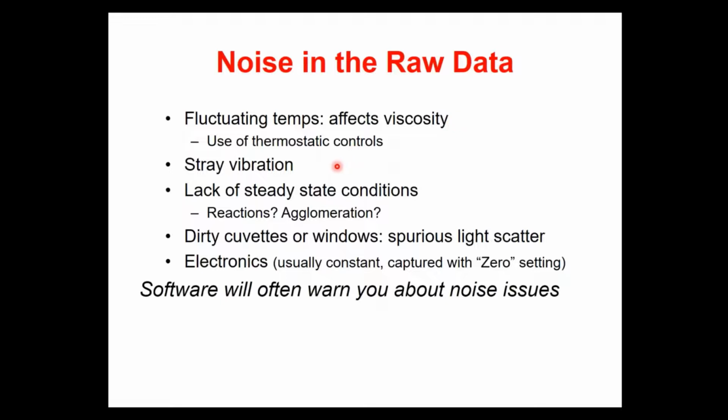Stray vibration is a problem in any method that's going to depend on measuring particle motion. And you need to ask yourself sometimes, is my sample in a steady state condition? Is it undergoing agglomeration or is it stabilized? Even reactions sometimes have occurred when, say, adjusting pH. Dirty cuvettes or windows are things that produce light scatter, bright signal that interferes with the raw collected signal. These are things that oftentimes your system can warn you about as a noise issue. Electronic noise is usually constant and usually can be compensated within the software simply by a zero or a background setting.